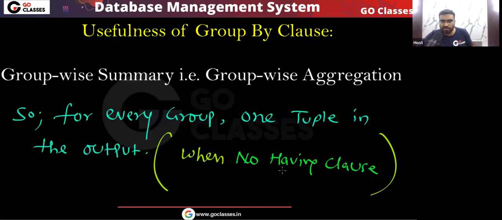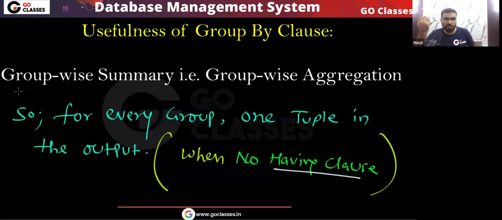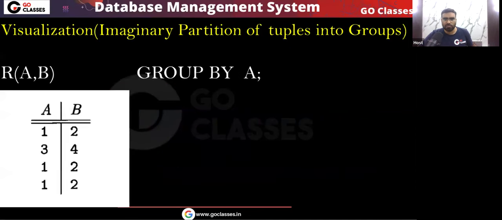Actually, there is something called the having clause. This we will study, don't worry. What is the work of the having clause? It will filter some groups. First you create groups, then some groups will be removed by the having clause. For the remaining groups, there will be one tuple in the output. So far we will not consider the having clause. So assume there is no having clause, then for every group, one tuple in the output, because we are doing group wise summary, group wise aggregation. Easy concept. Now let's move on.